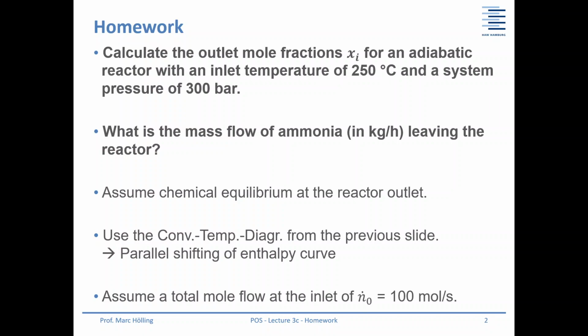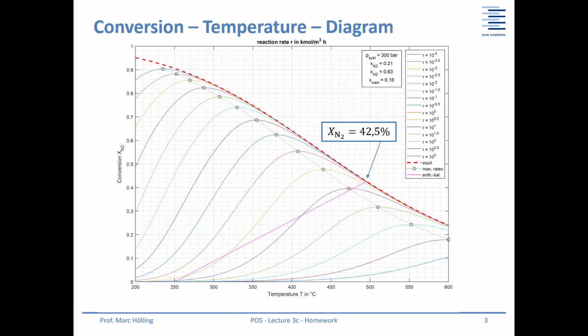And then some hints or assumptions. Assume chemical equilibrium at the reactor outlet. Use the conversion temperature diagram from the previous slide. There you can also find the inlet molar fractions. And assume a total mole flow at the inlet of n.0 total of 100 moles per second. Okay, let's have a look.